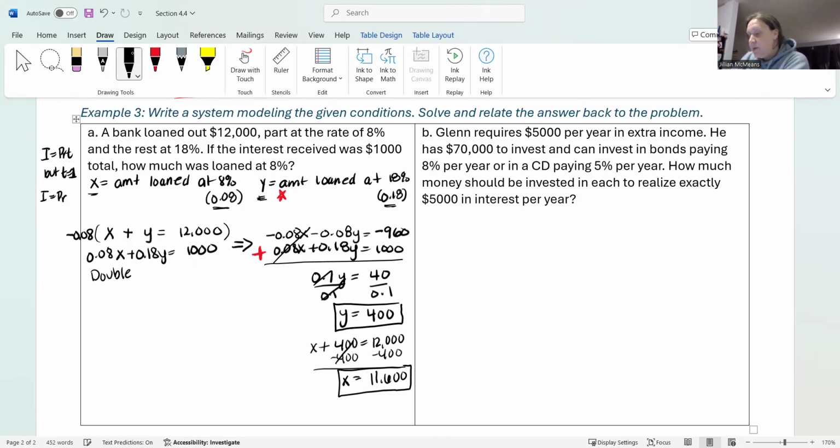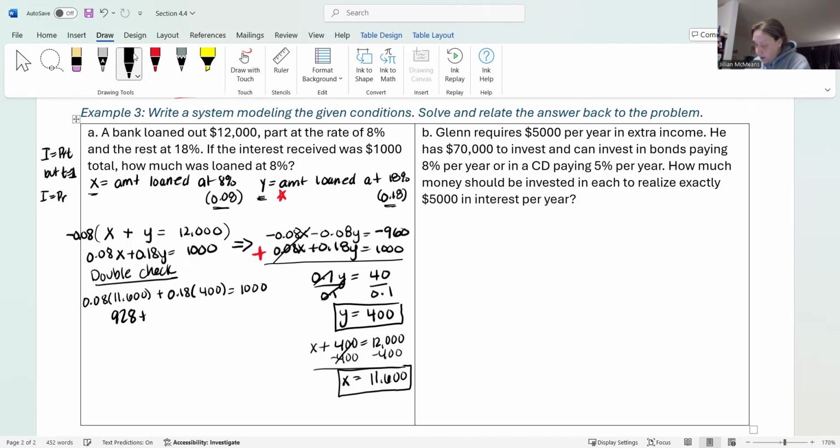So let's go ahead and double check and make sure that these amounts for x and y work in the interest formula as well. So I want to take 0.08, that's the interest rate, times the principal, x, which is 11,600, plus 0.18, that's the interest rate for y, but I'm going to replace y with 400. And we really want this to equal 1,000. So again, if you've got your calculator out, take 11,600 and multiply it by 0.08. That gives us 928.